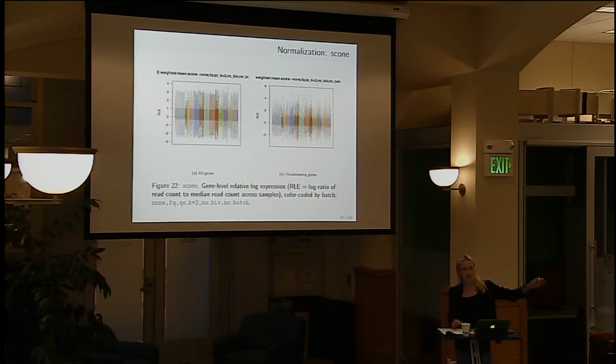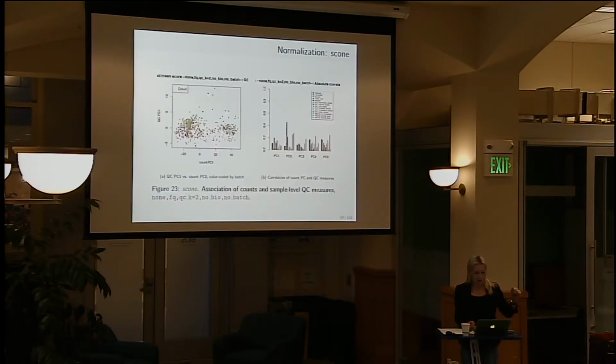Those are genes that are expected to be constantly expressed throughout the cells. And these are box plots of the RLEs for the negative control genes. They're fairly stable. Also, we've decreased the association of read counts with QC measures. So this is just checking that normalization works as expected.